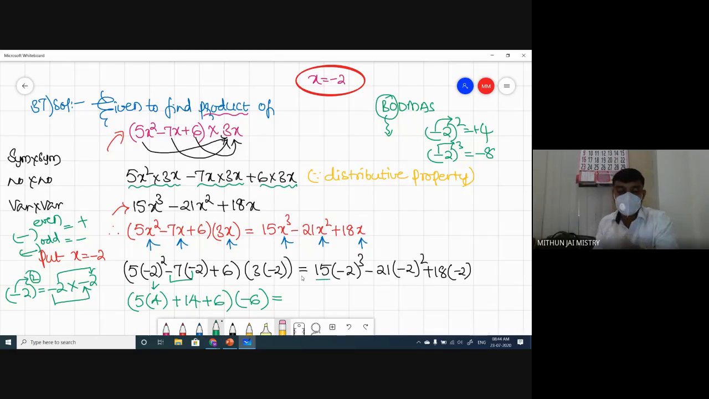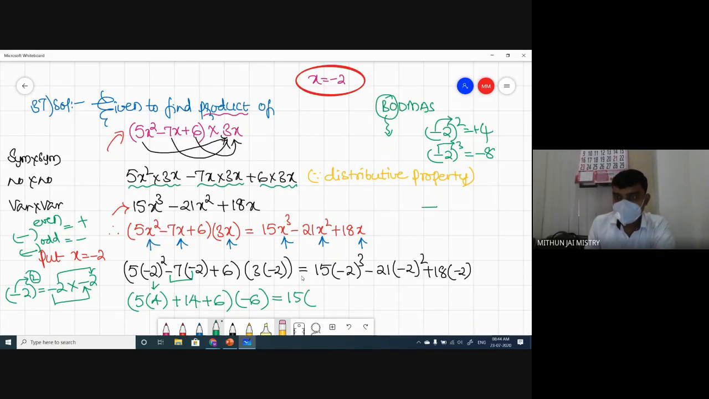Then what we have? We have 15. So let me write here 15. And now (-2) whole cube, right? This is what we have. So what does actually (-2) whole cube mean? It is -2 into -2 into -2, right? So minus into minus, plus, plus into minus, minus. 2 twos are 4. 4 twos are 8. So that's why we get (-2) cube as -8, right? So it's a very basic thing you need to remember, right?